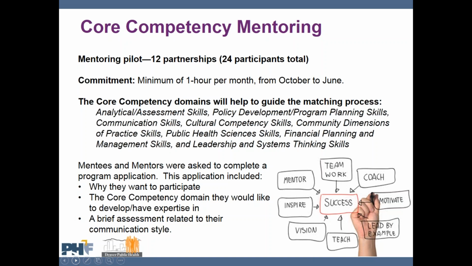The last thing that I am really excited about that we're doing in Denver with the core competencies is that we launched a mentoring pilot program in October of 2016 based on the core competency results. So this goes back to those 8 domains that the competencies come from, things like analytical or assessment skills, public health science skills, leadership and system thinking. But we asked employees as a way to encourage professional development to look and see if there were some of these domains that they felt they could use extra assistance in.